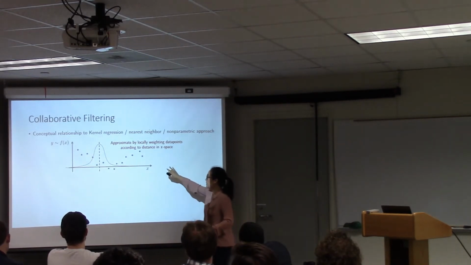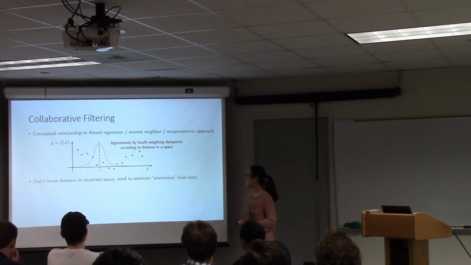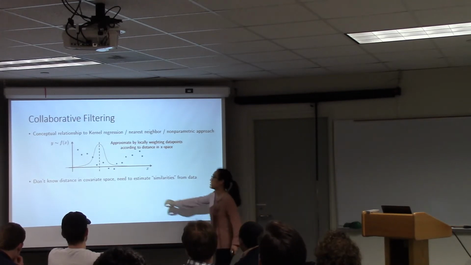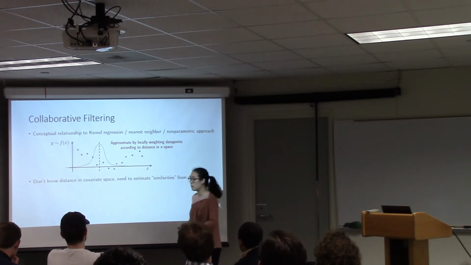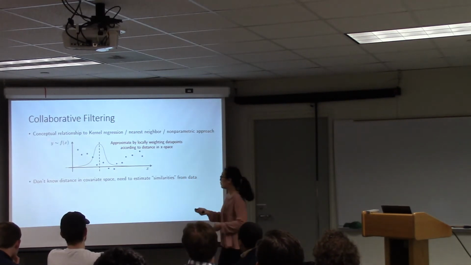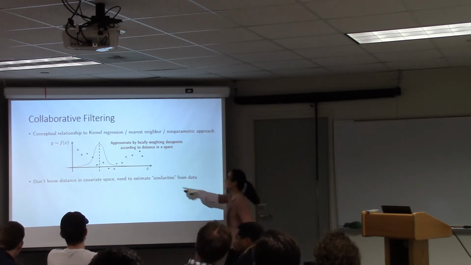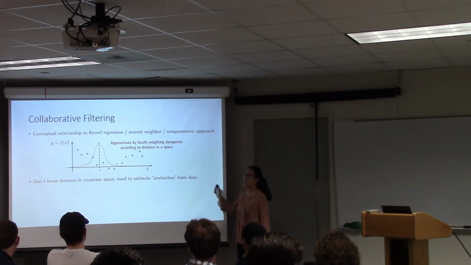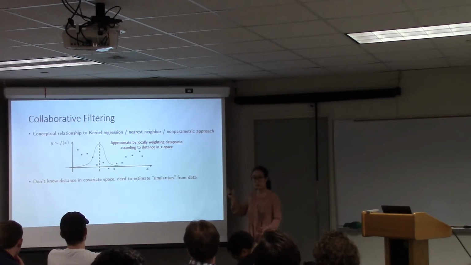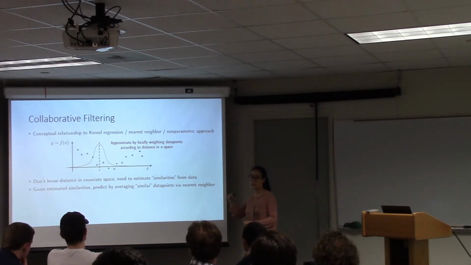So that's what we would like to do for our matrix estimation or tensor estimation task. But the problem is that in tensor estimation, we actually don't know the distance in the covariate space. Our covariate space in the tensor setting would be the latent variables alpha, beta, and gamma. We observe observations that are functions of alpha, beta, and gamma, but we don't actually know what alpha, beta, and gamma are. So we don't know the distances in the covariate space. As a result, we need to estimate these distances or similarities from the data itself. And given these estimated similarities, we then simply predict by averaging similar data points in a nearest neighbor style.